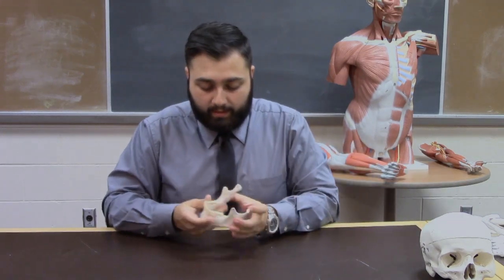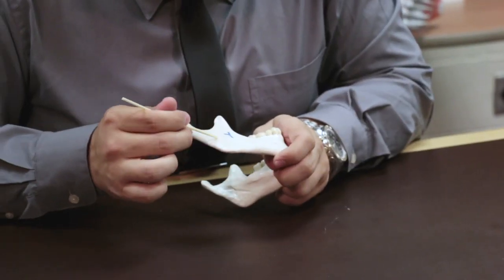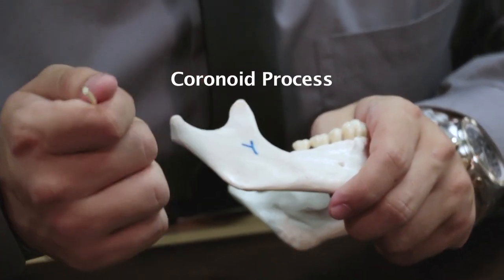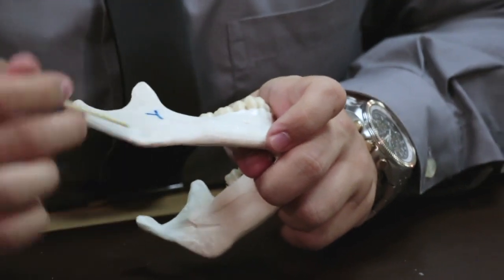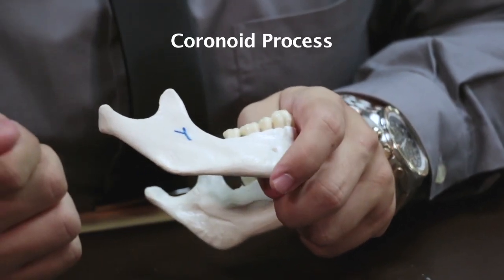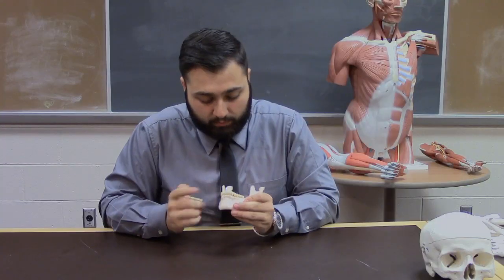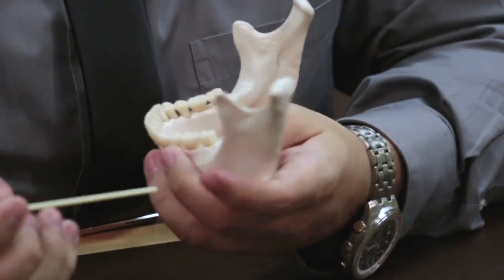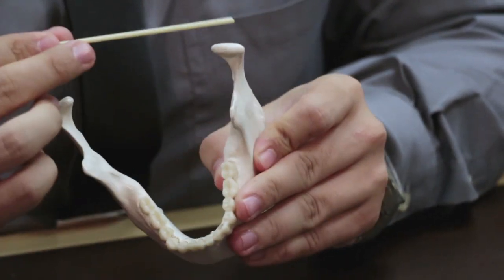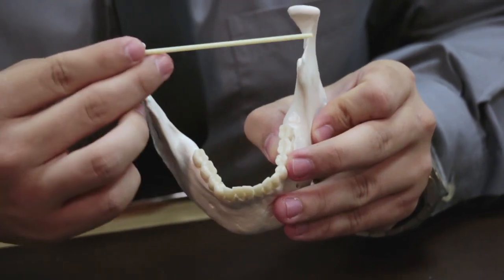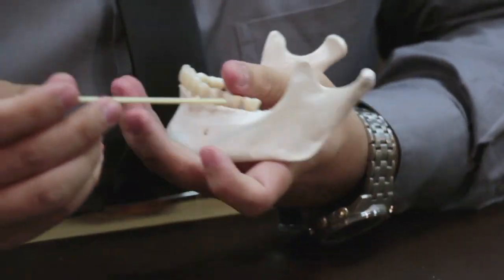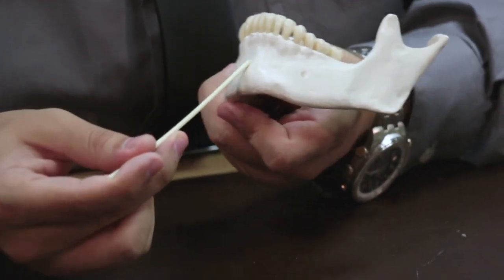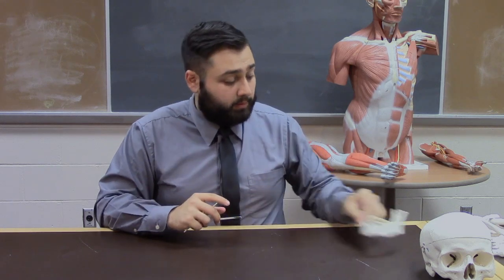Now, we did ramus of the mandible, angle, and then the coronoid process, coracoid process. Okay, so ramus, angle, and coracoid process. Alrighty, that's the mandible. Again, we have mental foramina, the chin, which is the mental. We have mandibular foramina, mandibular condyles, coracoid process. We have the mandibular angle, mandibular ramus, mandibular body. Okay? So that's it for the mandible and the skull.